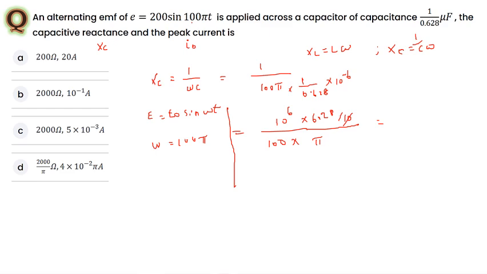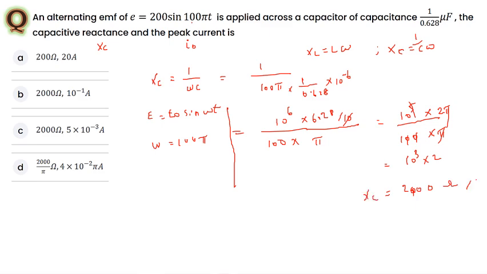So this 10 will be cancelled here. So this is about 10 power 5, and here is 100, and here is pi. 6.28, what you can mention here, is 3.14 into 2, that is you can mention this as 2 pi. That's all. So pi will be cancelled here. So what you are having here is 10 cube into 2. That is 2000. 2000 ohm. See here, this is 2000 ohm. This is about XC.